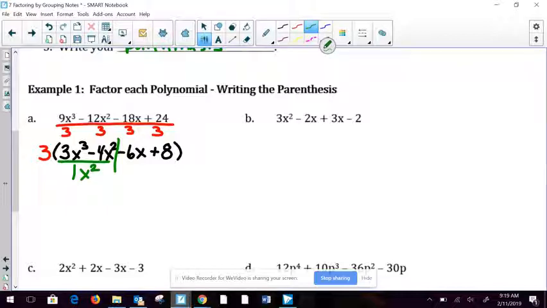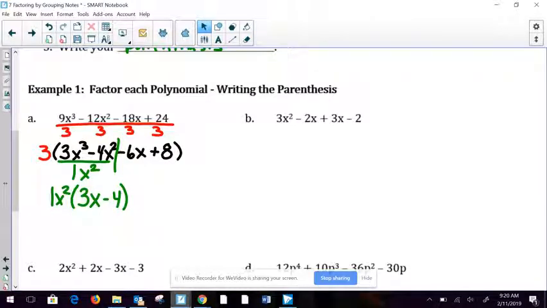So I'm going to go through and rewrite that. So I have 1x squared times, and now I divide. 3 divided by 1 is 3. x to the third over x squared, well, I had 3 x's. I took 2 away. I'm left with just 1. And I'm going to do the same thing on the second part. Negative 4 divided by 1 is negative 4. I had an x squared, but now it's written out front. So that is the end of my first parenthesis.